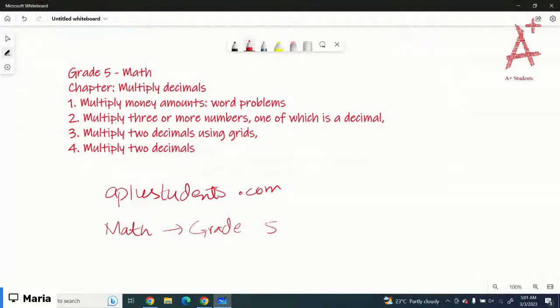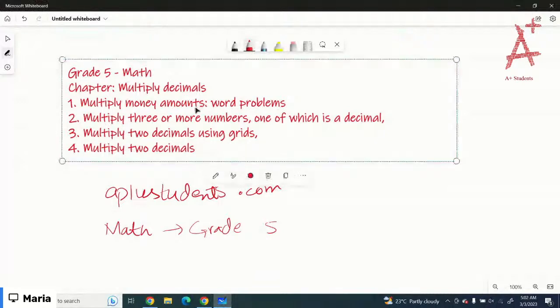There you can find a list of the chapters. We are going to start with the chapter multiply decimals. And the lessons we are going to cover today are multiply many amounts word problems, multiply three or more numbers, one of which are decimal, multiply two decimals using grids, and multiply two decimals. Let's start with the first lesson, multiply many amounts word problems.